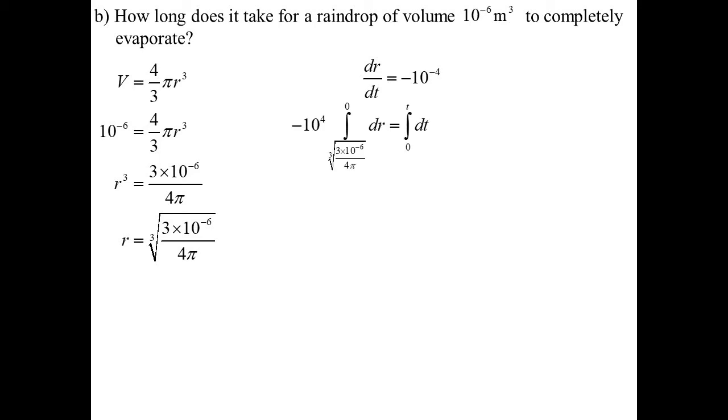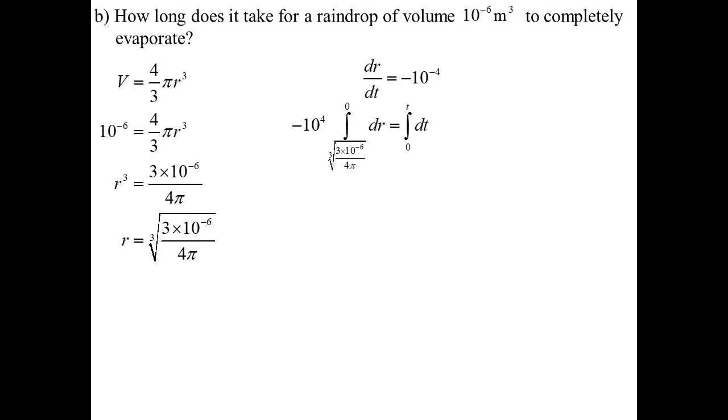Separate the variables, and we get dr is equal to dt. Now, I've done a few things in one here. Yes, on the right-hand side, it should have been negative 10 to the negative 4 dt. But because I'm trying to find t, well, dividing by negative 10 to the negative 4 is the same as multiplying by negative 10 to the power of 4.